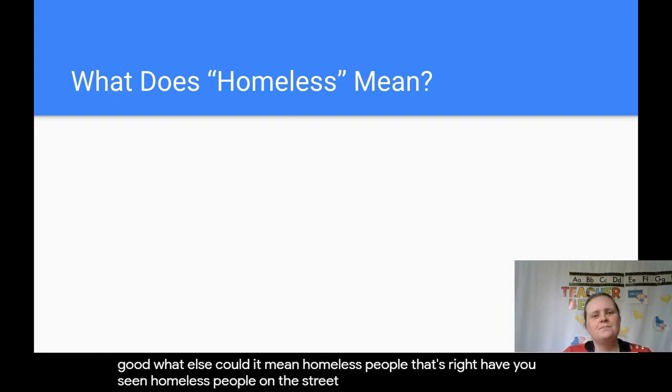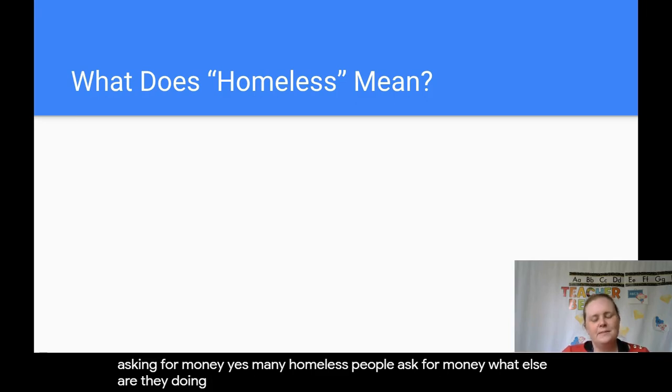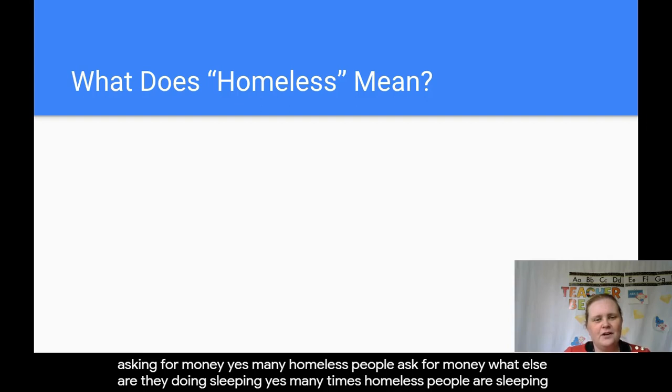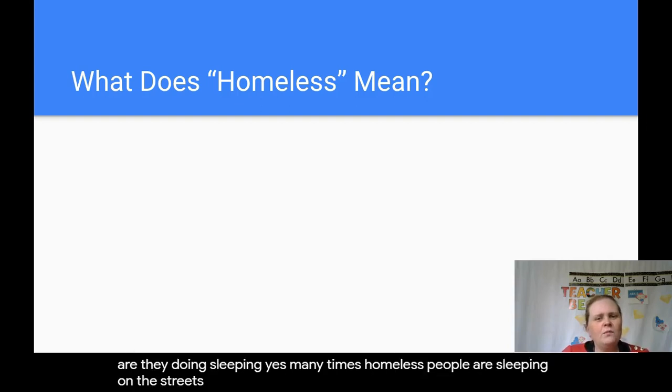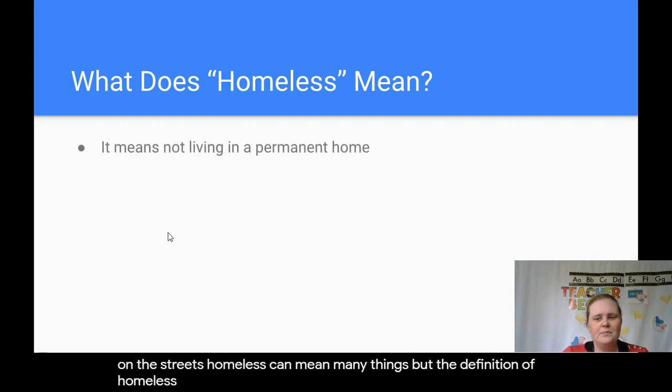On the streets. What are they doing? Asking for money. Yes, many homeless people ask for money. What else are they doing? Sleeping. Yes, many times homeless people are sleeping on the streets. Homeless can mean many things. But the definition of homeless means not living in a permanent home.